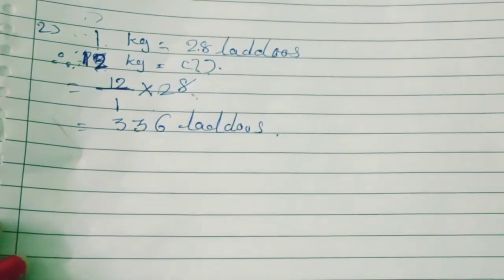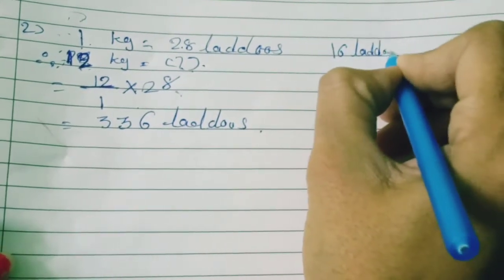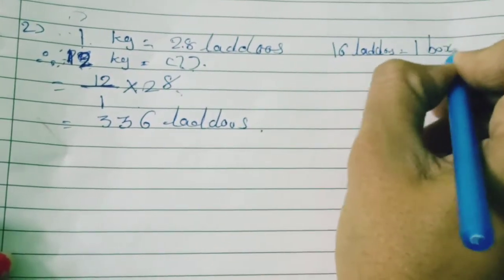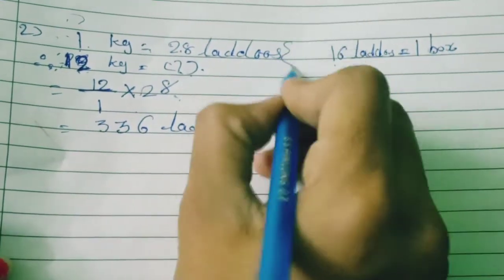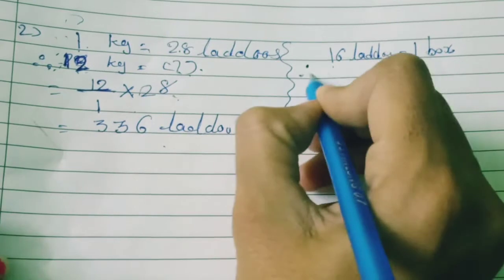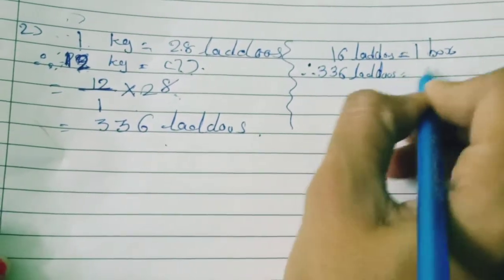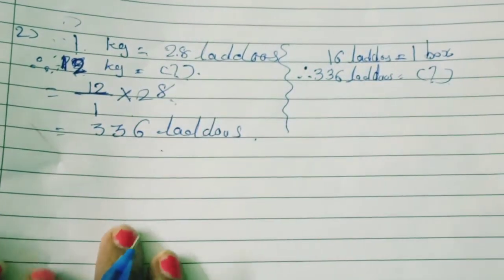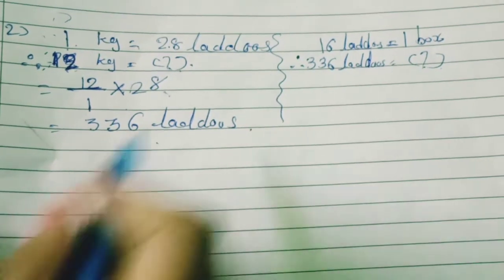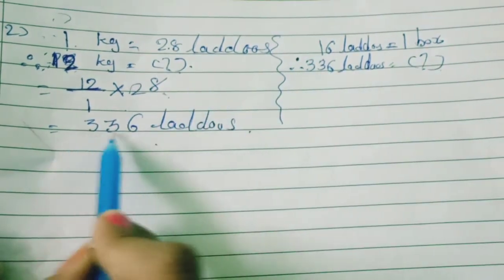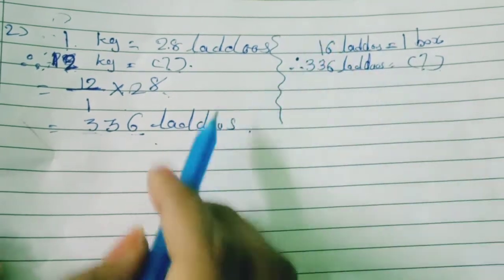Now next what they ask? 16 laddus is equal to 1 box. यानी 1 box के अंदर 16 ही आने चाहिए. We have total 336 laddus is equal to how many boxes? Now what to do? Here we have to do the division. Why? Because we have to divide equally. This 336 को equally divide करना है 16 में.